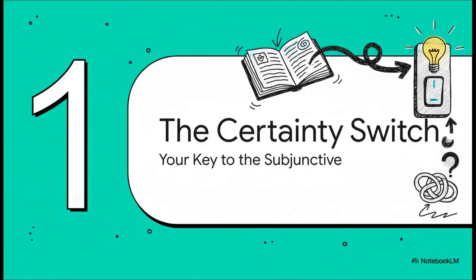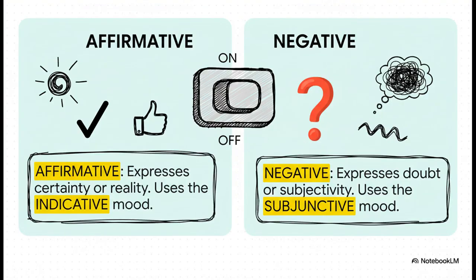So here's the secret. We're calling it the certainty switch. And really, this is the one big idea you've got to get. Just picture a light switch in your mind, right? You flip it on for certainty, and you flip it off for doubt. That's it. That's the whole game when it comes to the subjunctive. Seriously? This slide right here? This is everything. This is the whole key.